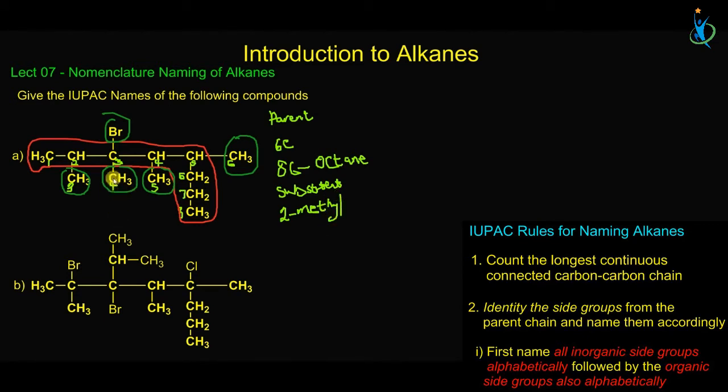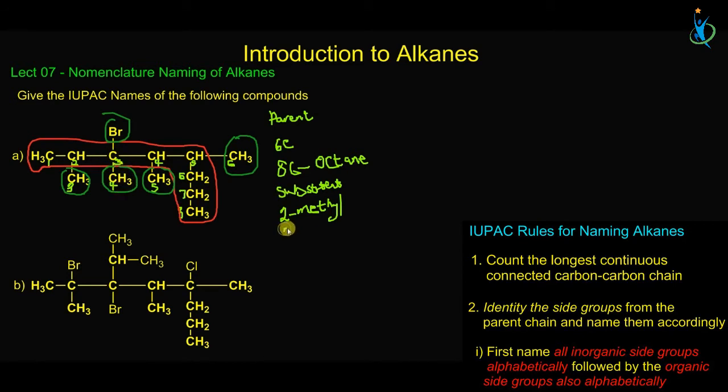And then the next one, we are going to get 1, 2, and 3. I'm talking about the longest continuous carbon: 1, 2, 3, 4, 5, 6, 7, 8. This is the longest one. And this is the third carbon on the longest continuous carbon chain. And this CH3 is attached to the third carbon on the longest continuous carbon. Remember, the longest continuous carbon is the one in the red.